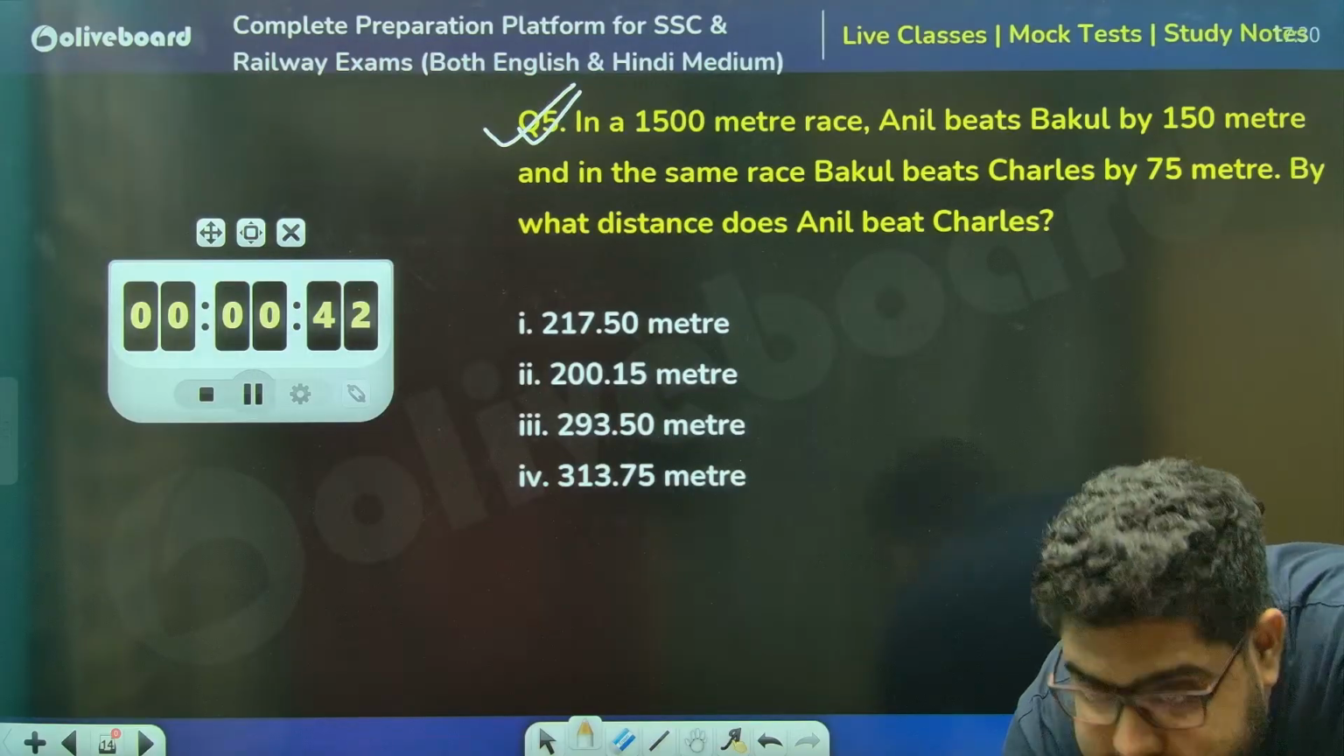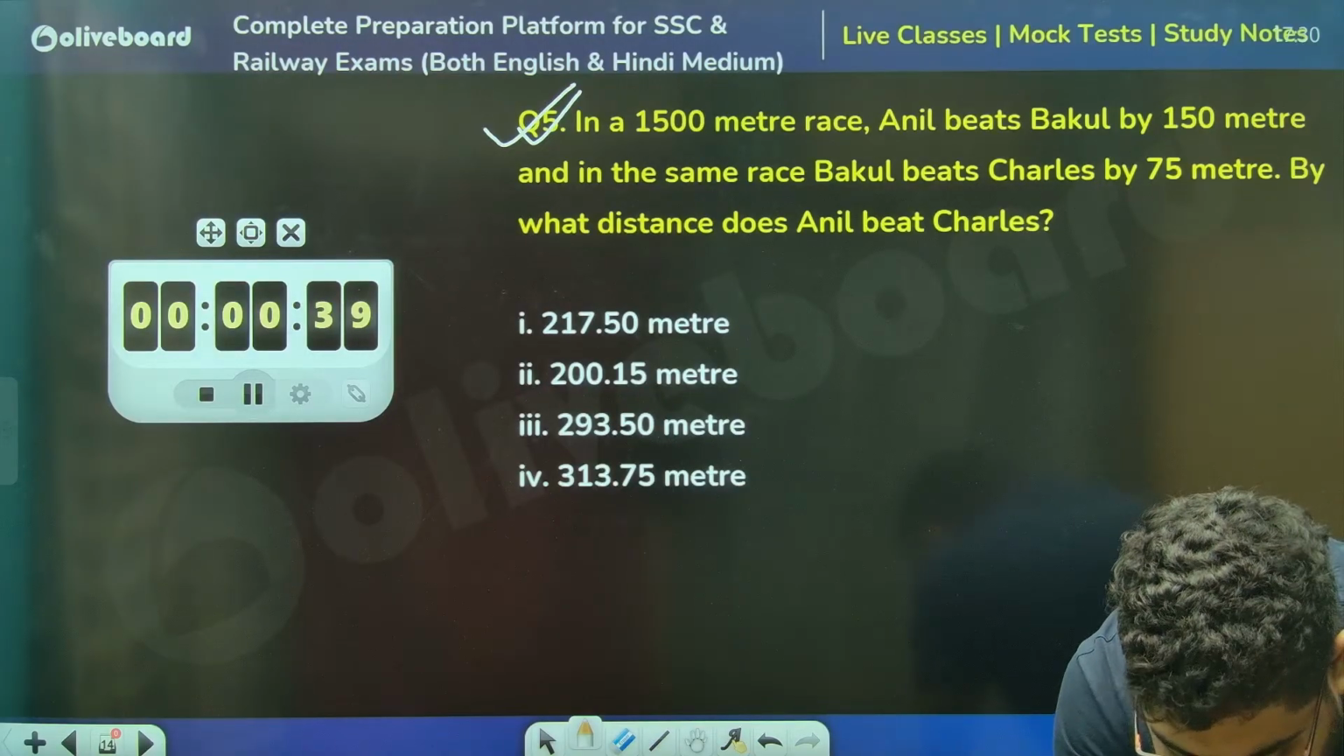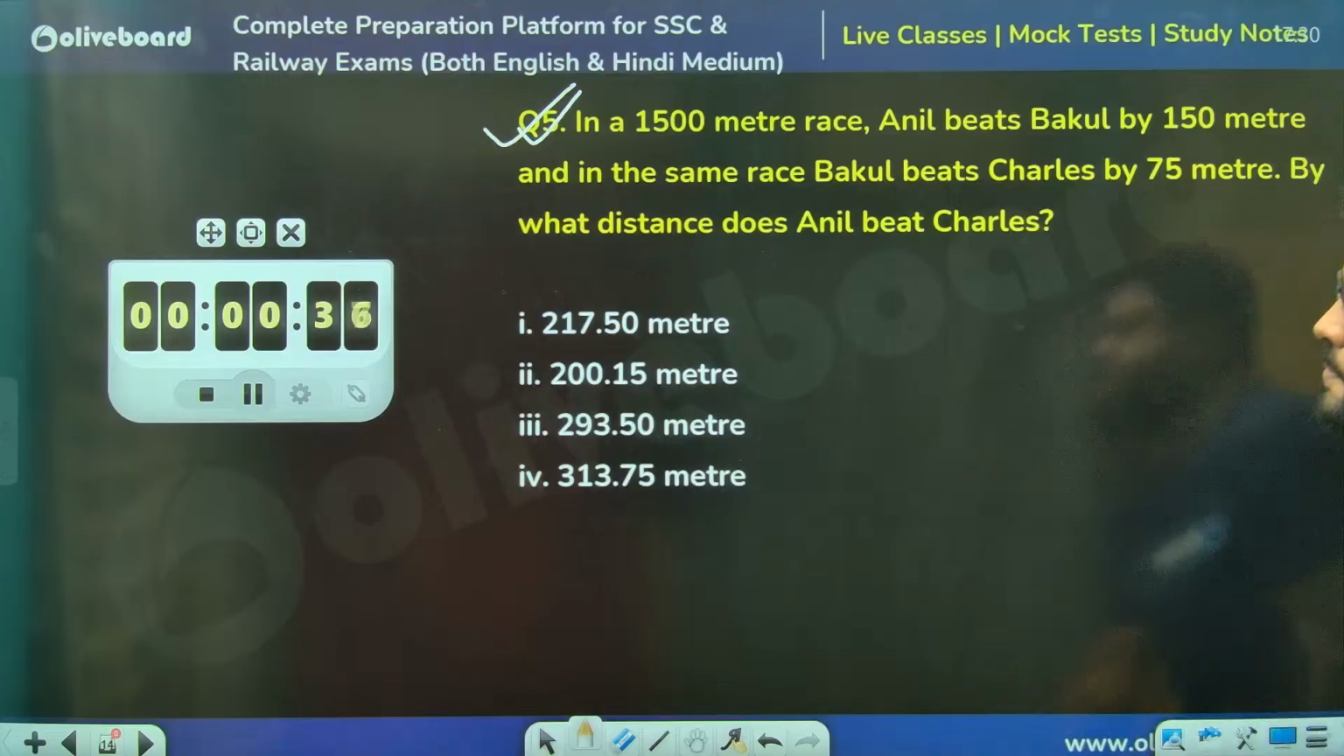Looks like a very simple question, and it is very simple if you know how to proceed or how to approach this.